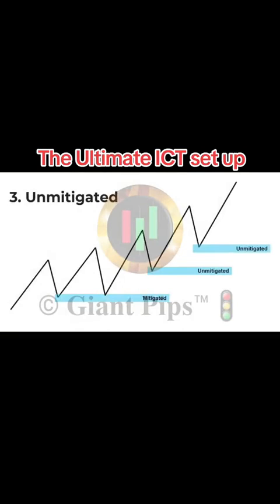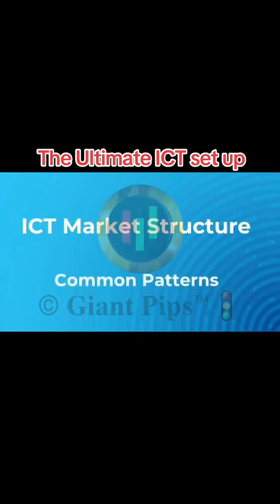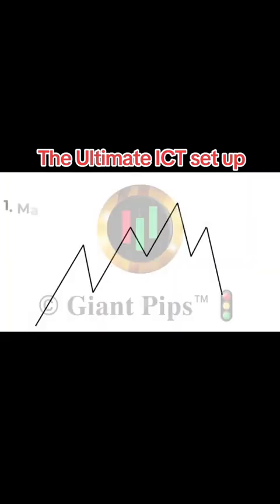Supply and demand zones are one-time use, so the ones which have been mitigated before are no longer considered a valid zone for us. If a zone lacks one of these criteria, it won't be considered a valid supply or demand. Now, let me show you some of the common ICT market structure patterns, and how we approach them when they happen on the chart. The first pattern is called the market flip.